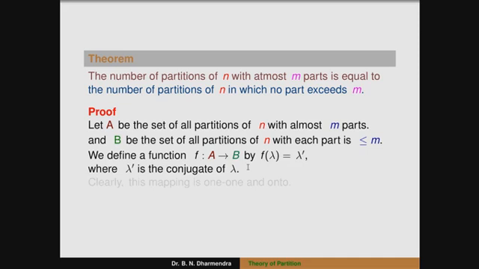So it clearly shows that the given function is one-one and onto. That means statement A is equal to statement B. So that's enough for the proof. Clearly, this mapping is one-one and onto, hence the theorem. So we have to prove this by first taking the function to be one-one and onto, hence the theorem.